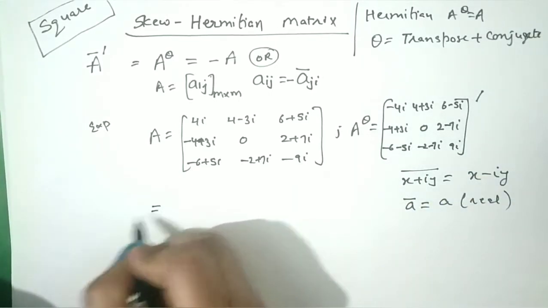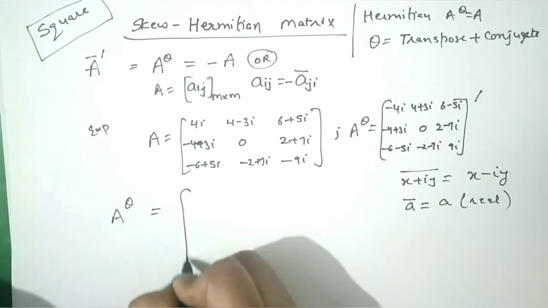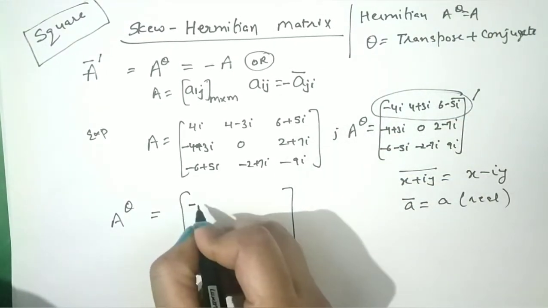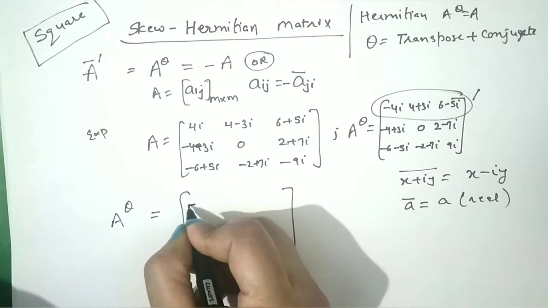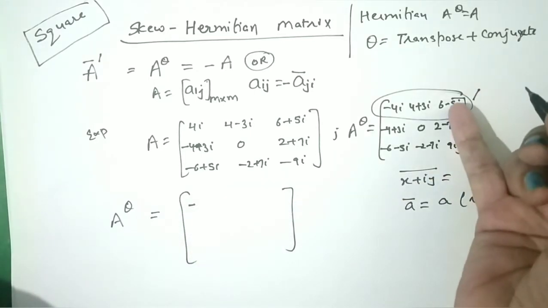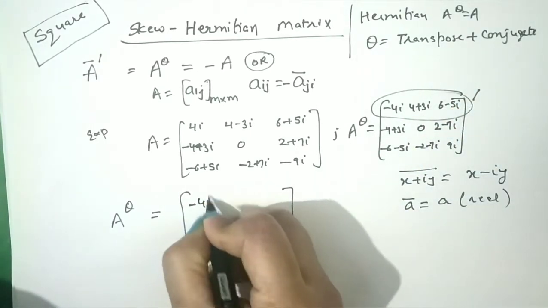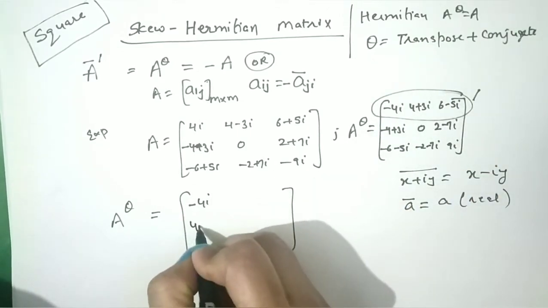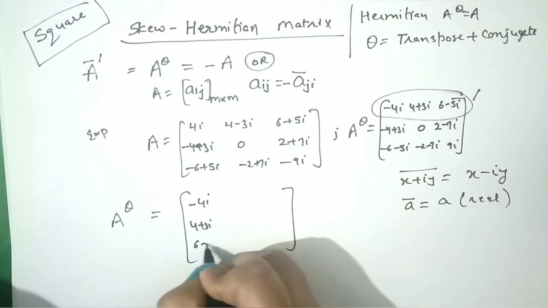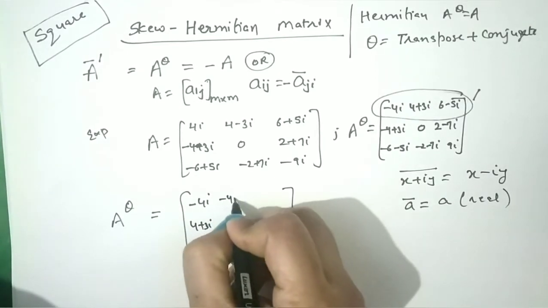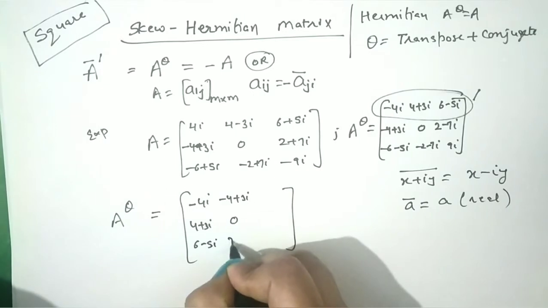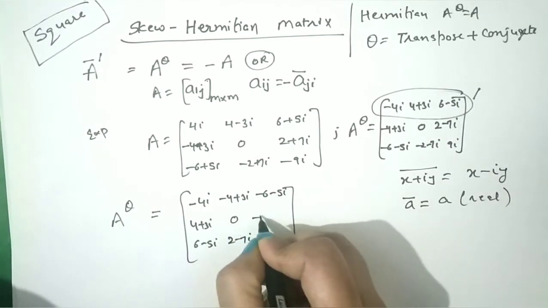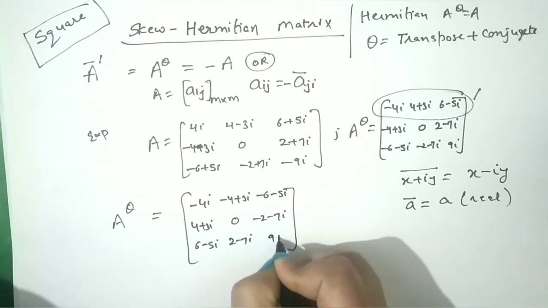Now the transpose, that will give you the A theta value. Transpose means you write the columns in terms of rows and rows in terms of columns. So the first row we convert into a column. So 4 plus 3 iota, 6 minus 5 iota, minus 4 plus 3 iota, 0, 2 minus 7 iota, minus 6 minus 5 iota, minus 2 minus 7 iota, and 9 iota.